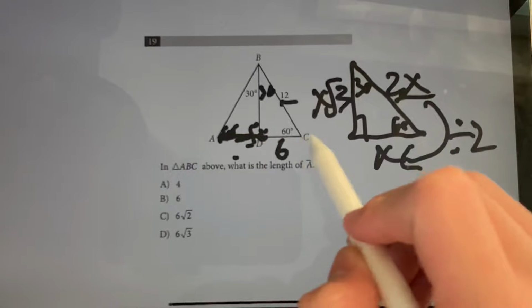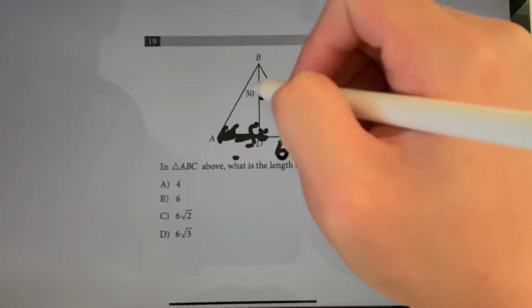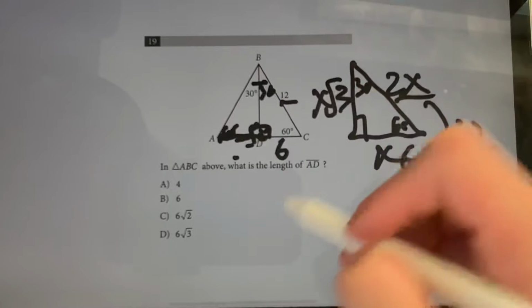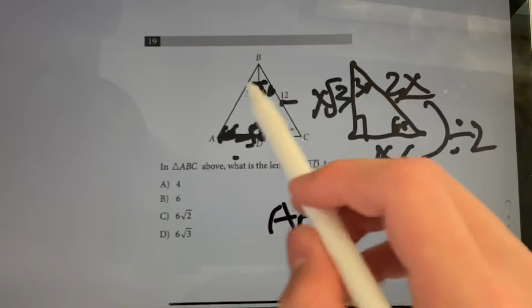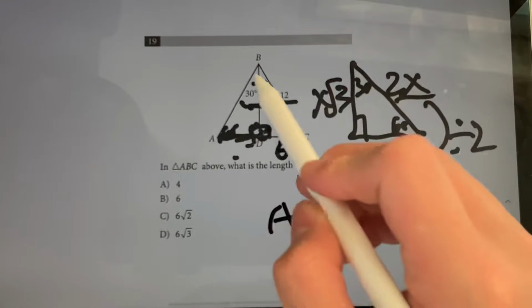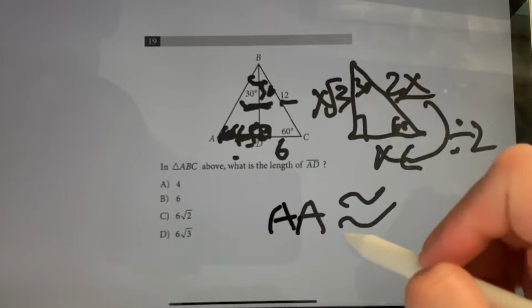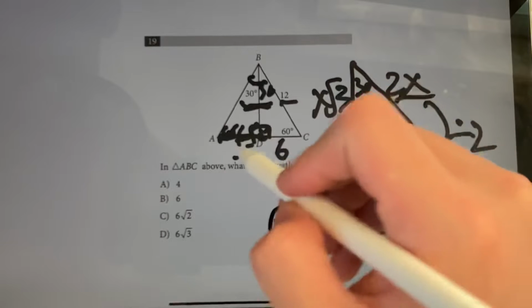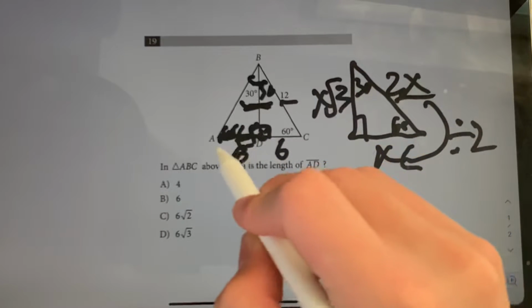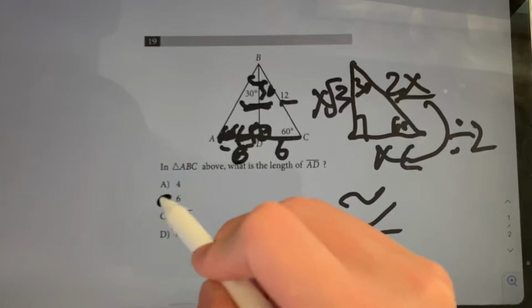And now, how can I prove that these 2 triangles are the same? How can I prove that side AD is equal to side DC? Well, we have the same angle and the same angle. And as you know, angles are needed to prove triangles are similar. And because these 2 measures, angle, side, angle, we prove that they are congruent. Meaning the answer has to be 6 for the measure of AD, because AD has to be congruent to DC. Meaning the answer is B.